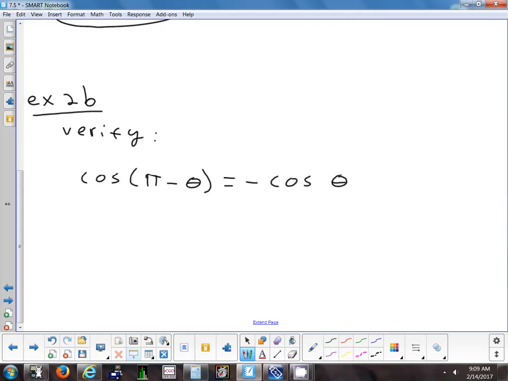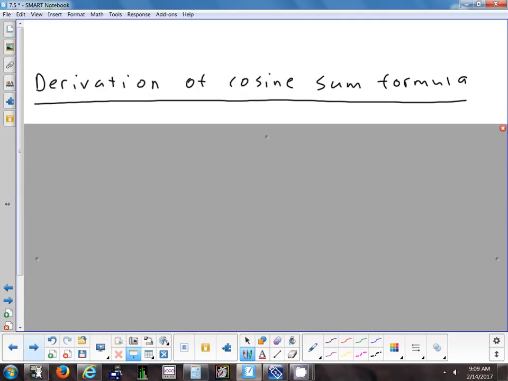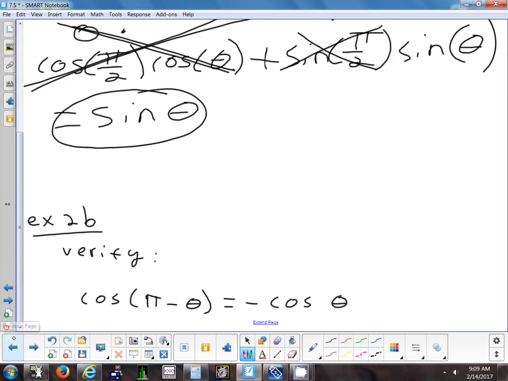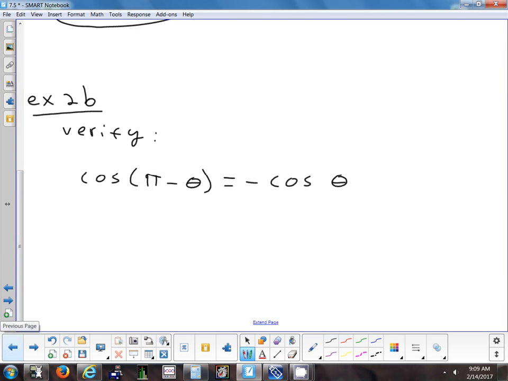Okay, does this formula fit the pattern that we've been doing? What's on the left? Cosine alpha is pi, and cosine beta is theta. So you're saying it does fit the pattern? Yeah, it's cosine of a difference. Eventually, we're going to get into cosine of a sum or something like that. But yeah, this is the same pattern, cosine of a difference.